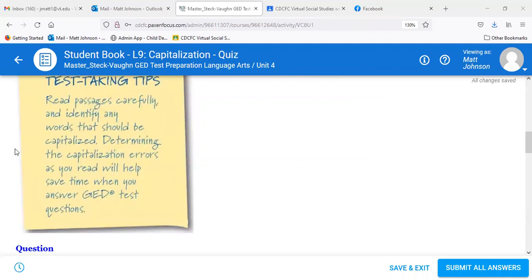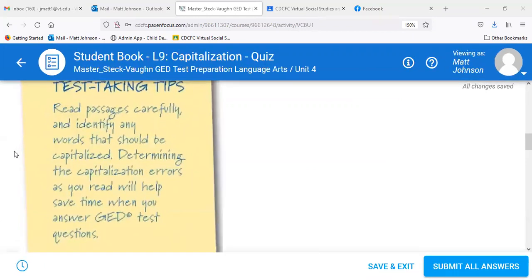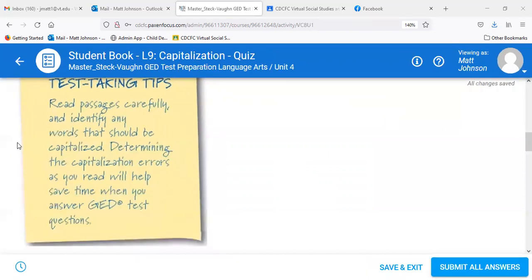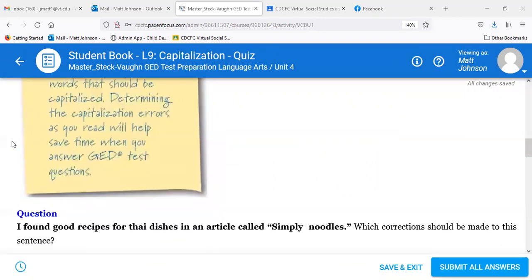Our test taking tip: read passages carefully and identify any words that should be capitalized. Determining the capitalization errors as you read will help you save time when you answer GED test questions. If you get to a section in your GED language arts test, capitalization should be something that you can move fairly quickly through with some care. You don't want to just fly through it and miss things, but you can probably pick those things up as you go and not have to reread them maybe 2 or 3 times.